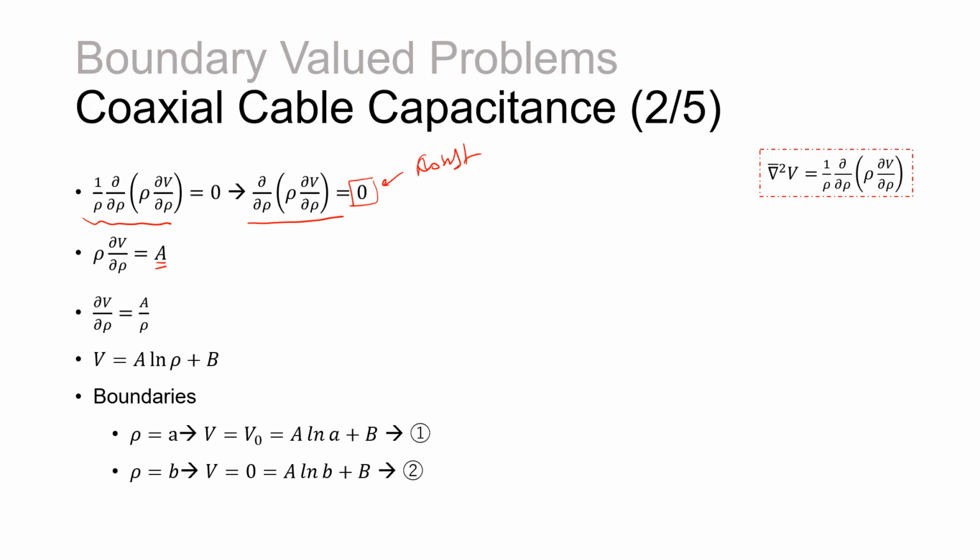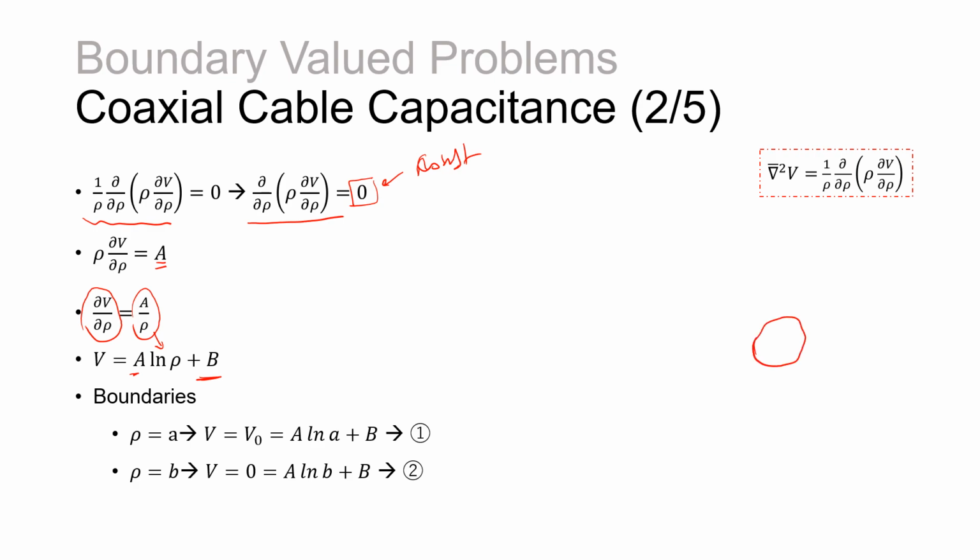Then move rho to the other side, and then you have partial V by partial rho equal to A over rho. Make integration, this integration is nothing but ln rho, and A is constant, it will be left here. And since we are doing integration, we need to add a constant here, say B. Now we apply the boundary condition.